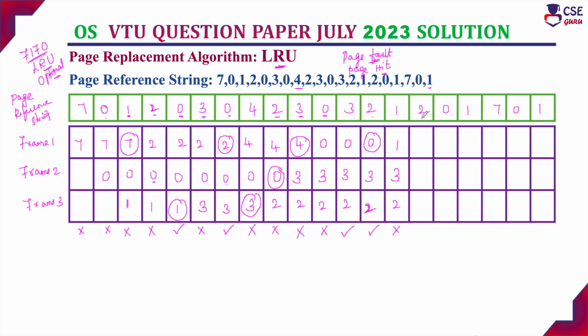Next reference string is 2. 2 is available in main memory, frame number 3. So no need to replace any page. It is 1, 3, 2 only. It is a page hit.